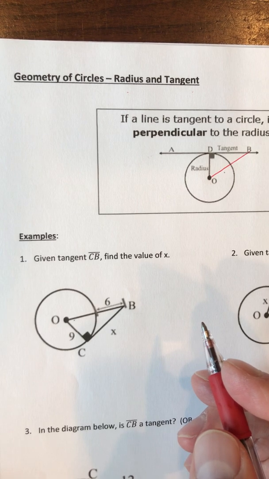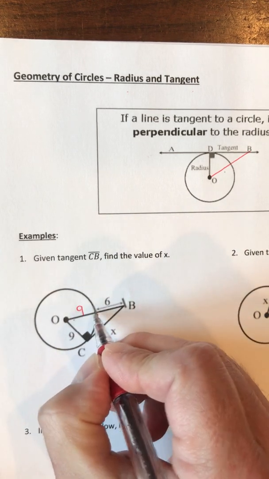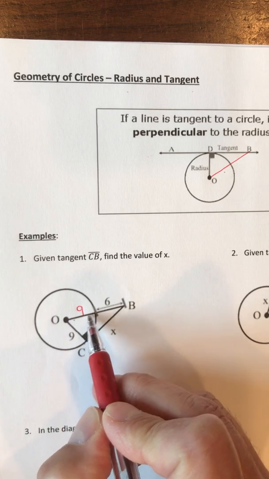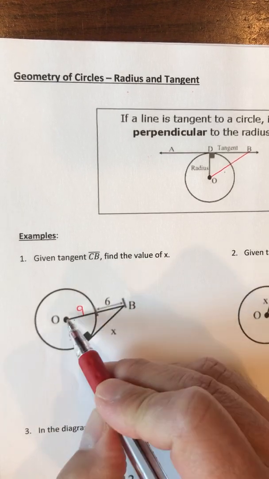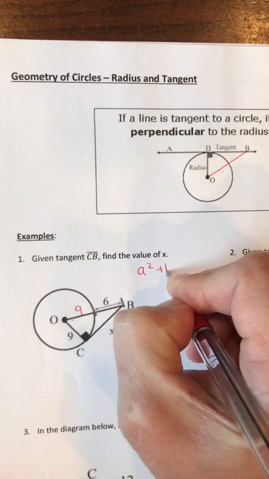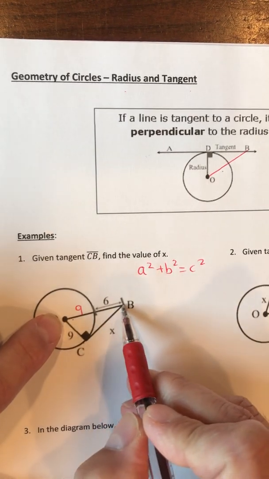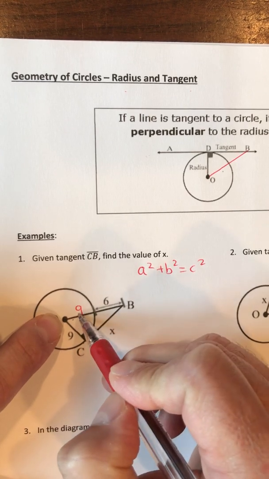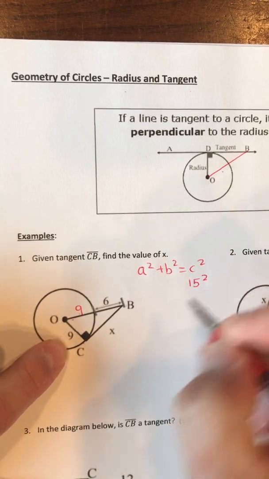Now, it's sneaky because it looks like this piece is missing, but they're showing you that the radius is 9. This is also the radius. So now I essentially have two sides of the right triangle. I need to find the third side, so I'm going to use Pythagorean's theorem. The secant is actually the hypotenuse because it is opposite the right angle. So 9 and 6, this hypotenuse is really 15 that I'm going to plug in for C.